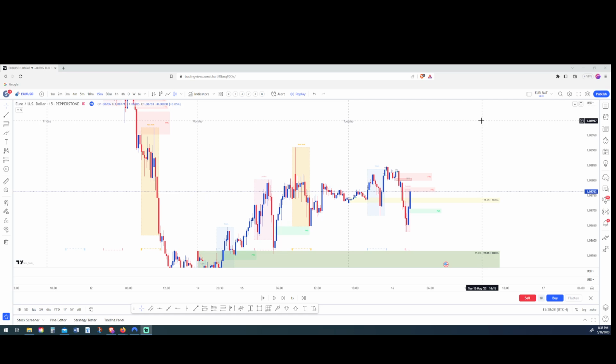But anyway, with that out of the way, let's jump into the charts and see what Euro USD offered this morning. So we're on the 16th of May 2023. First thing that I'm going to look for is marking out my key levels. I've put some text down here, which is a breakdown of what I'm going to look at.